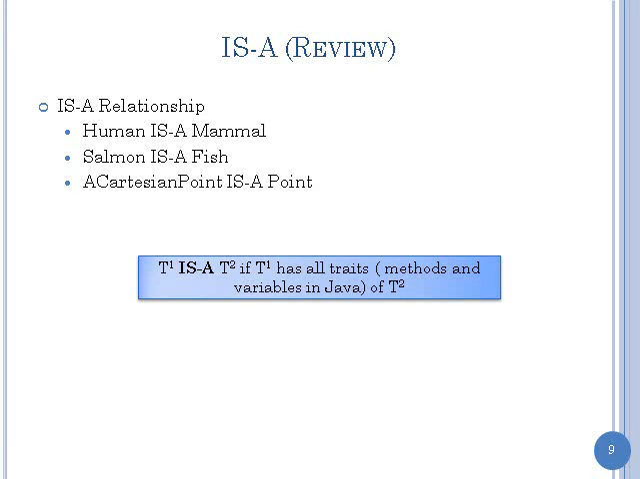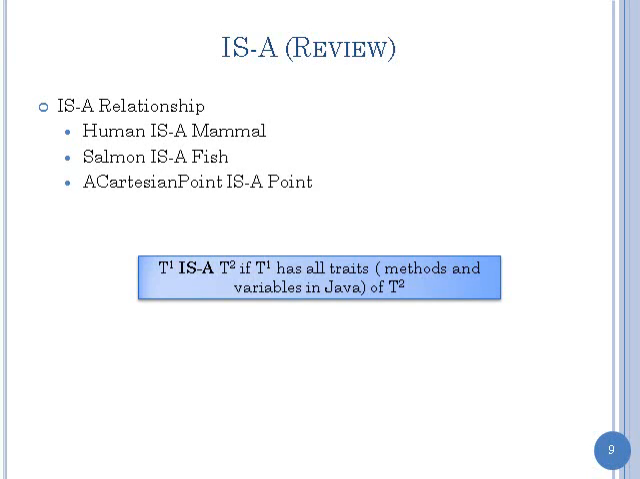The one I gave you and the one many of you gave yourself is that some concept T1 is a T2, some kind of typing, whether it's in programming languages or in ordinary life, if T1 has all the traits of T2. And in our case, the types are programming language types, so the traits we're looking for are methods and variables.